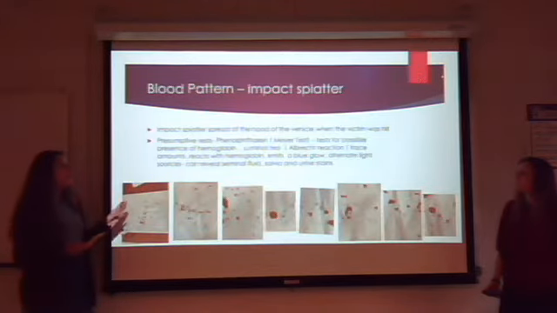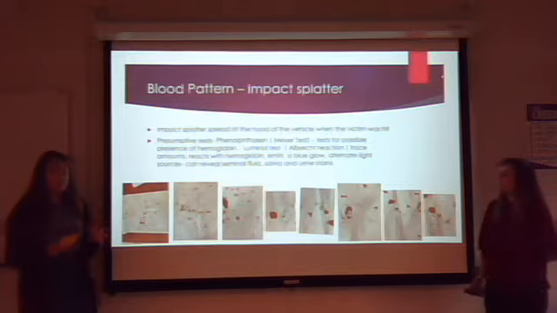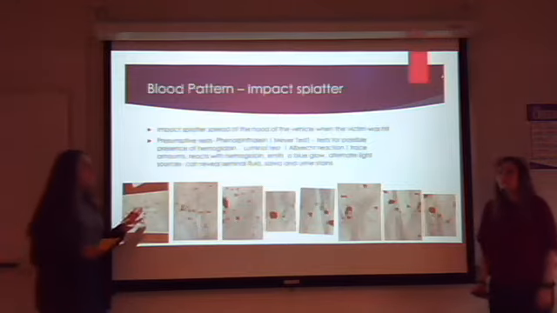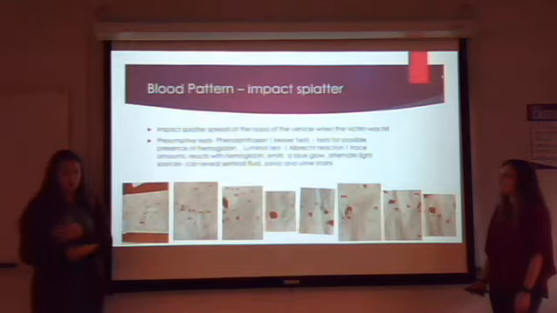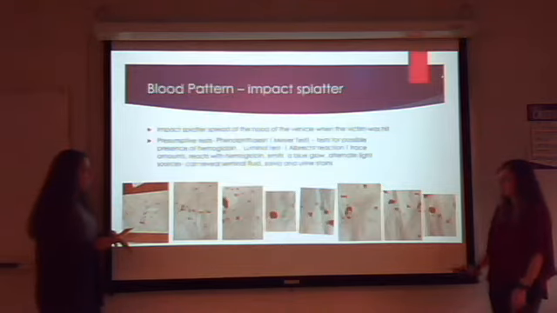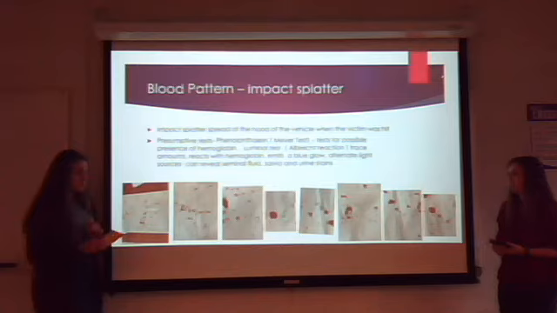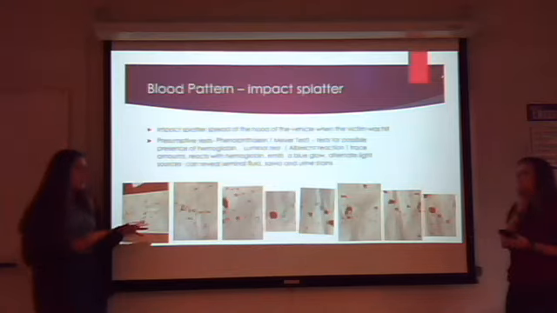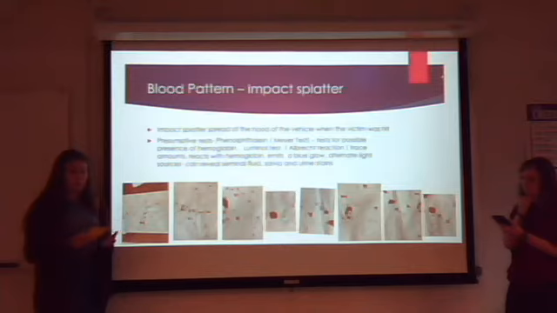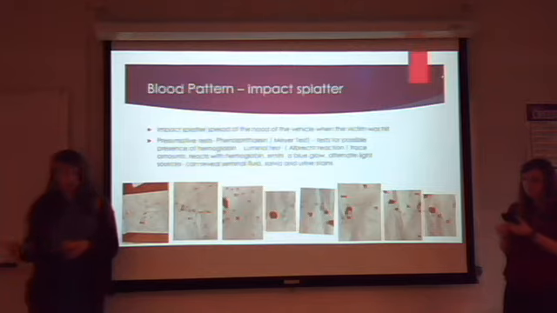Now we move on to the blood pattern, which in our crime scene was impact splatter. From where the individual was hit with the car, their blood splatter went on the hood of the car. We used the Meyer test, which tests for hemoglobin, then the luminol test, which interacts with hemoglobin and emits a blue glow. And then we also used alternative light sources just to reveal things like seminal fluid, saliva, and urine stains.